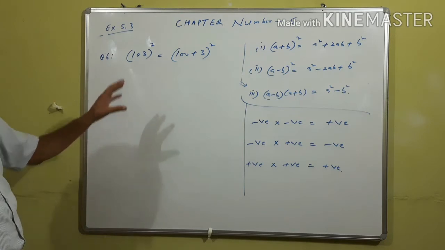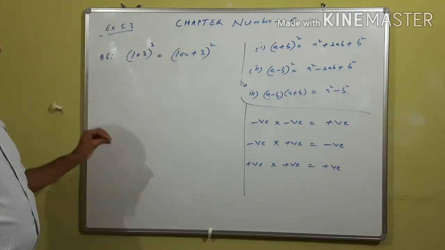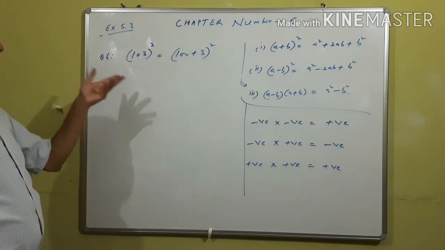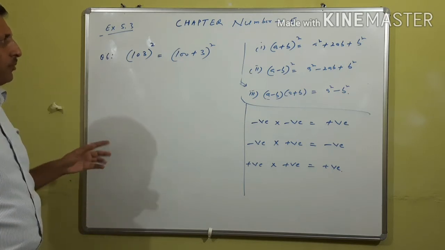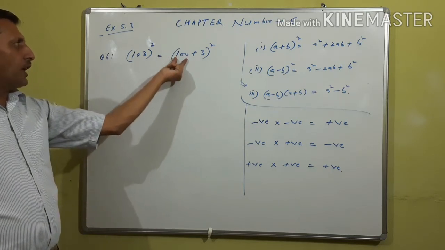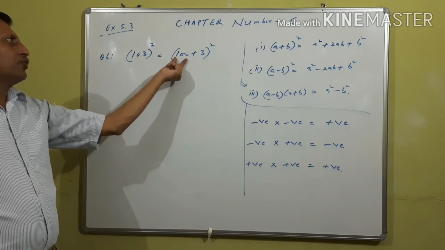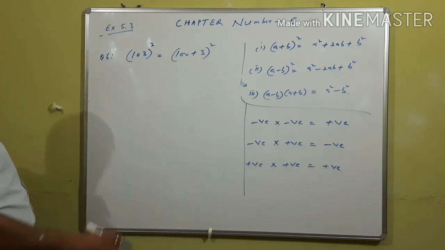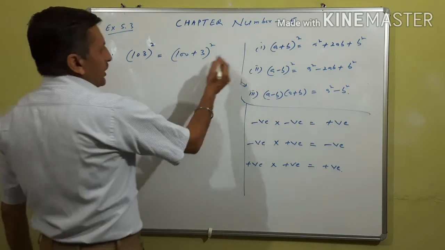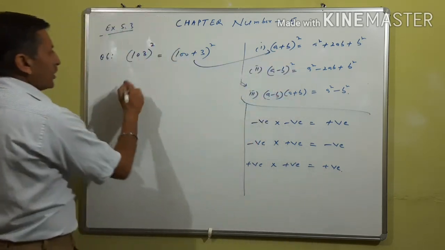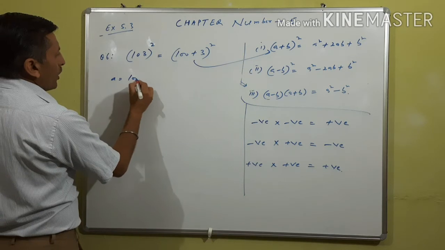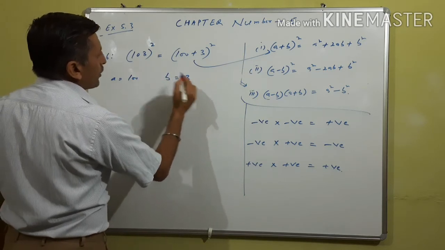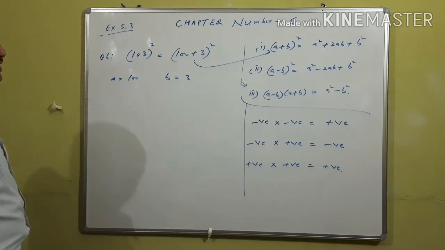Why is it 100? Because the square of 100 is very easy. Otherwise you can take any other number, I have no problem, but the square of that number is a typical one, while the square of 100 makes it very easy. So that's why we are taking 100 plus 3. You can compare this one with this, so here a is equal to 100 and b is equal to 3.